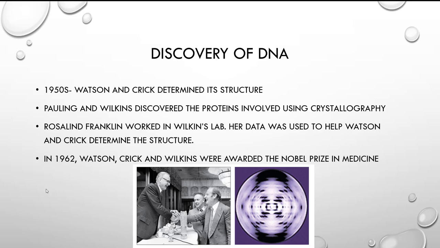Before we get into how DNA is structured, it's important to learn a little bit about the discovery of DNA. A lot of it is credited to Watson and Crick. In the 1950s, Francis Crick and James Watson determined its structure, that double helix shape of the DNA structure. But it was a group effort. It wasn't just them that discovered its structure. There were a lot of people involved with putting the pieces together.